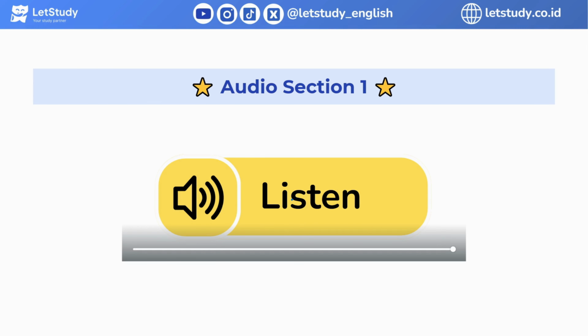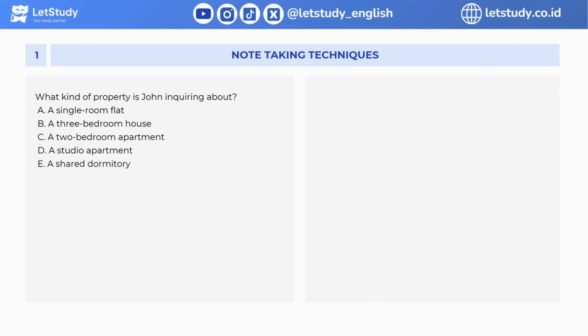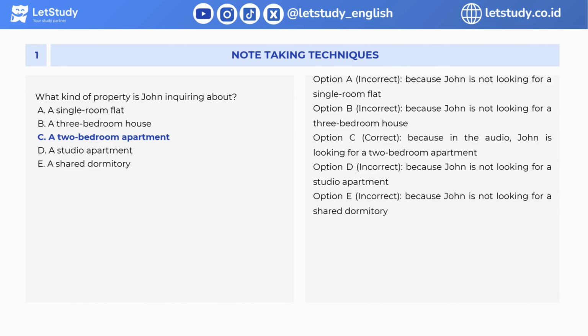Okay, StudyMates, that's the end of audio section 1, and we will move next to the first questions. Question 1. What kind of property is John inquiring about? As you already know, StudyMates, there are 5 multiple choices that you can see in these questions, and you can look in your notes. What kind of property is John inquiring about? And the answer is C, a 2-bedroom apartment, because John is wanting a 2-bedroom apartment, probably in England.